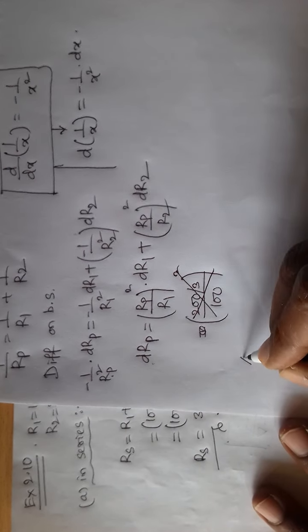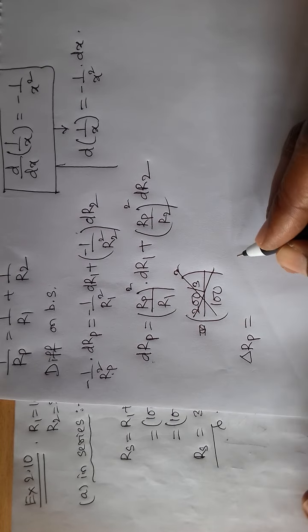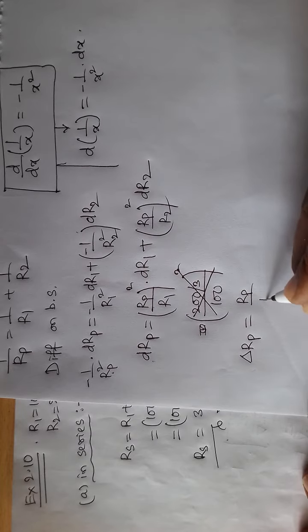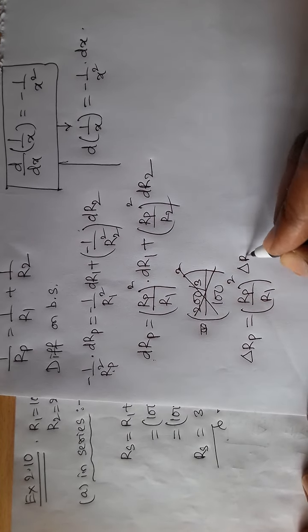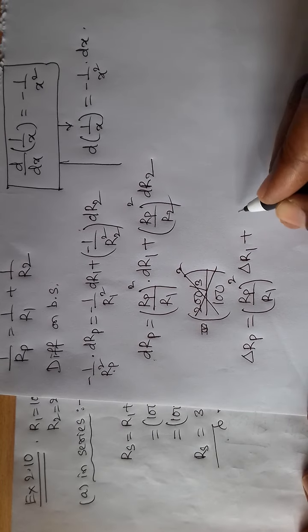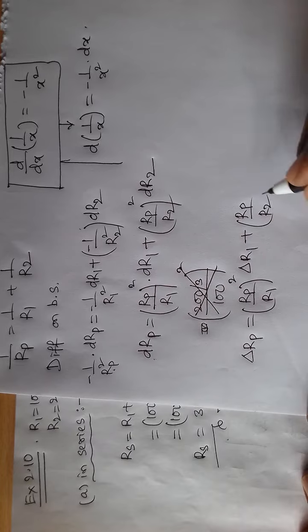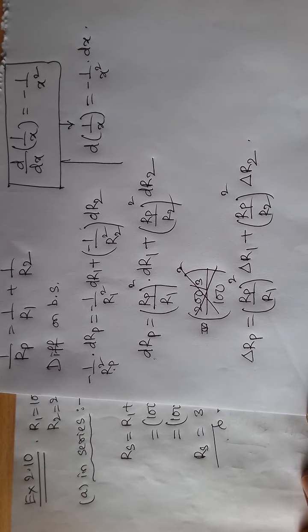delta Rp can be written as delta Rp is equal to Rp by R1 whole square delta R1 plus Rp by R2 whole square delta R2.